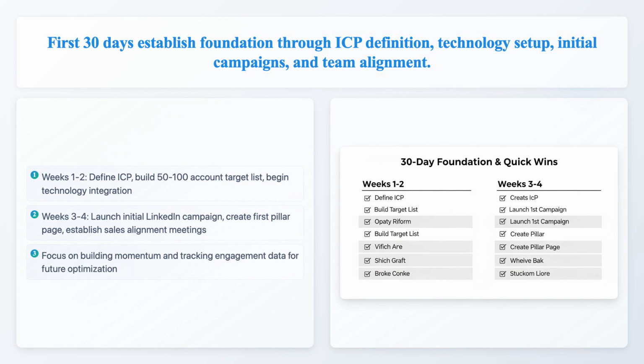Week 3-4: launch your first one-to-many LinkedIn campaign using existing content to test messaging and targeting. Create your first pillar page on a core topic like Complete Guide to Carbon Compliance. Establish weekly sales and marketing alignment meetings to ensure everyone understands the new approach. The goal isn't perfection, it's momentum. You're building the foundation while generating initial engagement data.